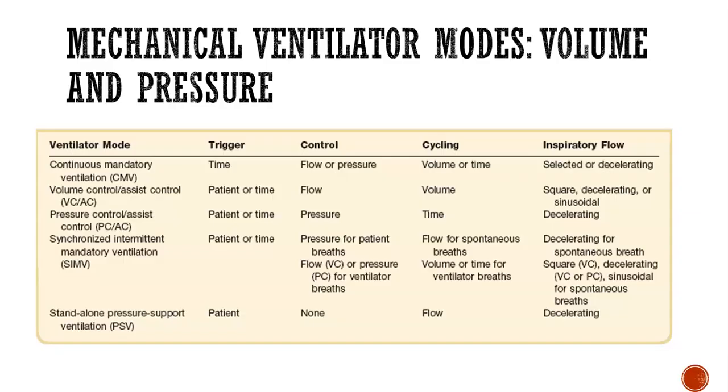VC, volume control or assist control, I really only ever hear it called assist control. There's a set tidal volume and respiratory rate for the patient, but spontaneous breaths above the set respiratory rate will receive the same tidal volume delivery that is set. So basically, the patient receives a controlled breath with a controlled amount of volume for a set number of breaths. If the patient is breathing greater than the set number of breaths, each additional breath will also still be controlled by the same amount of volume. So they still get a set amount, but if they breathe over, they're still going to get that volume assist as well.